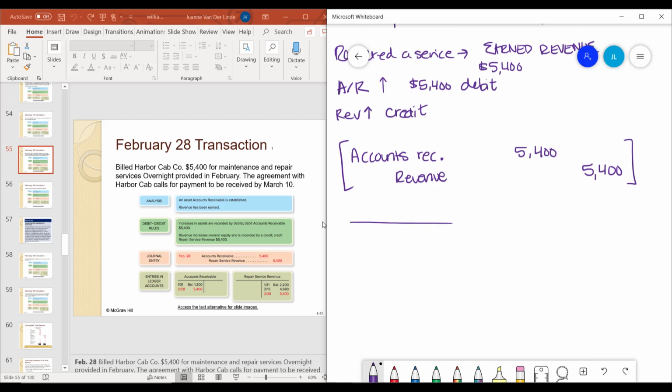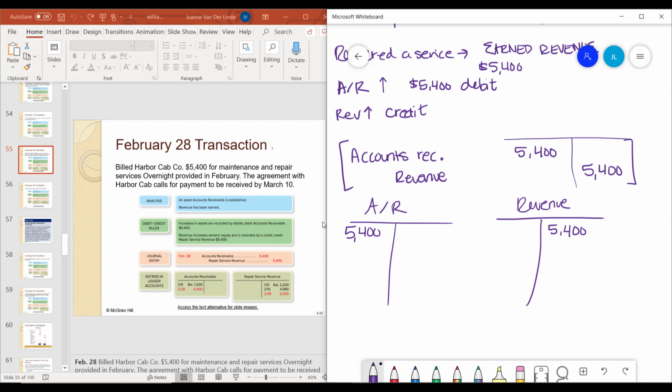So that's why we use accounts receivable instead for these situations. We will post them to the T accounts. We have accounts receivable, and then we have revenue. Accounts receivable is being debited on the left, like we see there in the entry. Revenue is being credited on the right. So we're just, again, copying over into the T accounts what we're seeing here to the ledger.